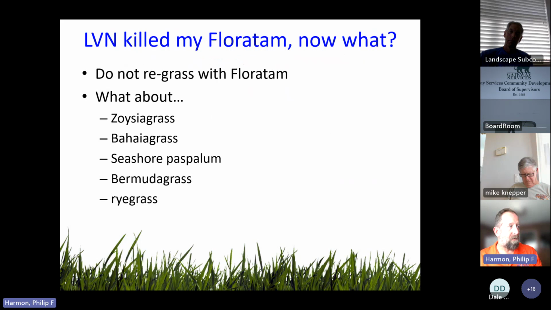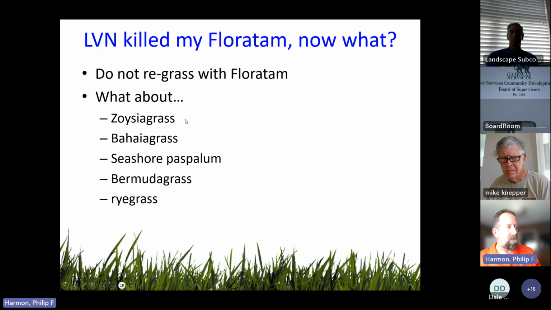established variety. We don't want to regrass with Floratam. We can use zoysia grass, bahia grass, seashore paspalum, Bermuda grass, and ryegrass has been used in the winter period when this disease comes in as a temporary fix, as a short-term overseed for lawns that have died to maintain a visual quality that's required. It's not a long-term solution, certainly.